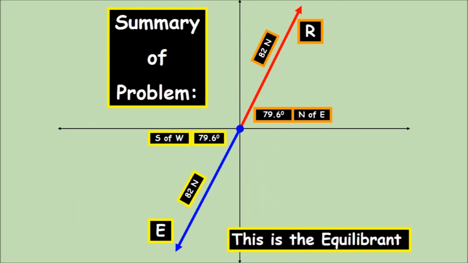That's a summary of the problem with the resultant and the equilibrant.